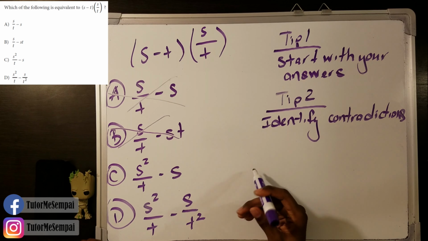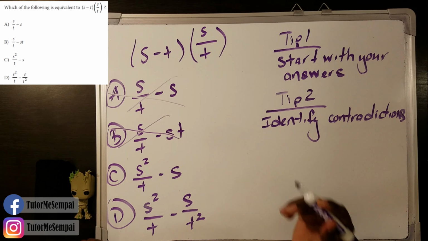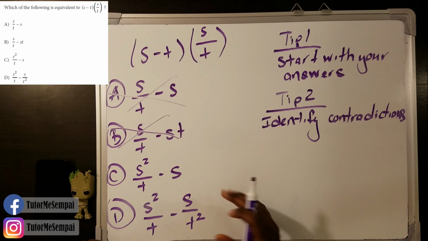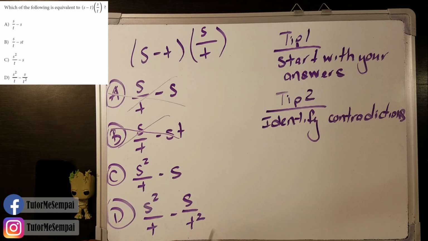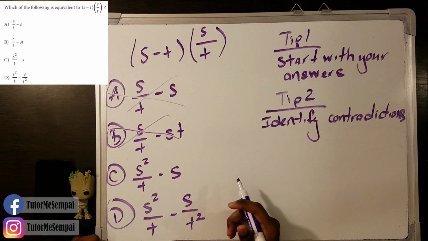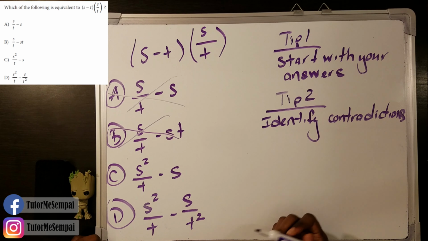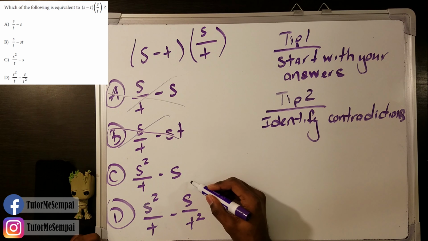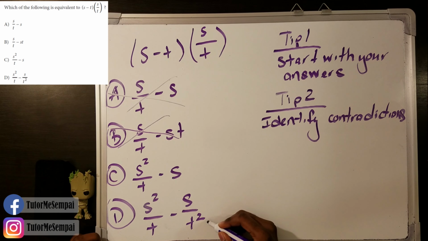Nothing's going to simplify that. There has to be at least one s squared in your answer. So, boom, identify contradictions. Are there any more contradictions? Well, let's look at C and D. Are there any differences between them? Yes. You see that C doesn't have a t squared, but D does.